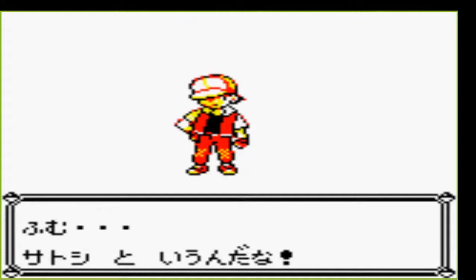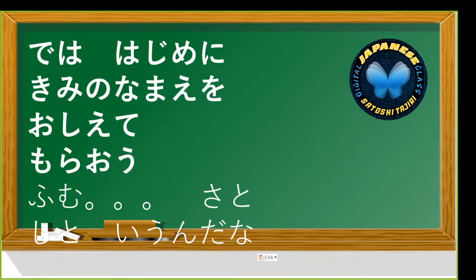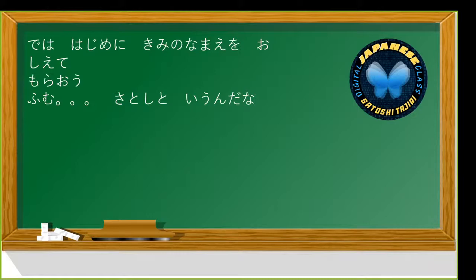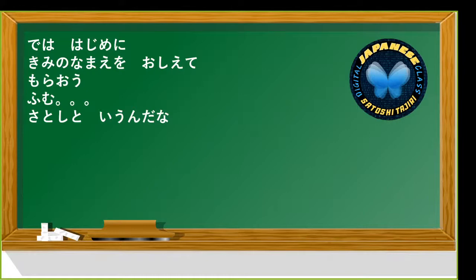Then we have our Satoshi, my name, okay? Satoshi to iu n da na. Okay. So, dewa hajime ni kimi no namae o oshiete morau, fumu, Satoshi to iu n da na. Okay. So we're calling him, or he could be called, Satoshi. Okay.